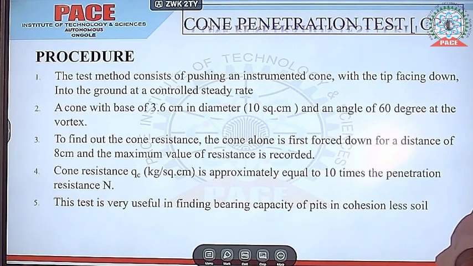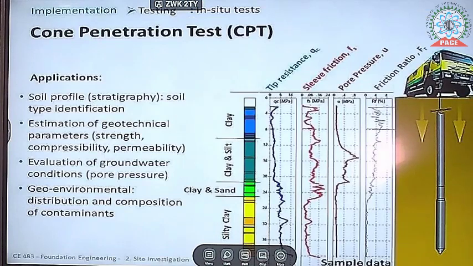So, the application: it will give the profile of the soil, how the soil profile is there, and it is recorded by sounding methods as shown in the figure. The main applications are the soil profile, that is stratigraphy, soil type identification, estimation of geotechnical parameters, that is strength, compressibility and permeability, evaluation of groundwater conditions, that is pore water pressure, and geo-environmental disturbances and compositions of contaminants.